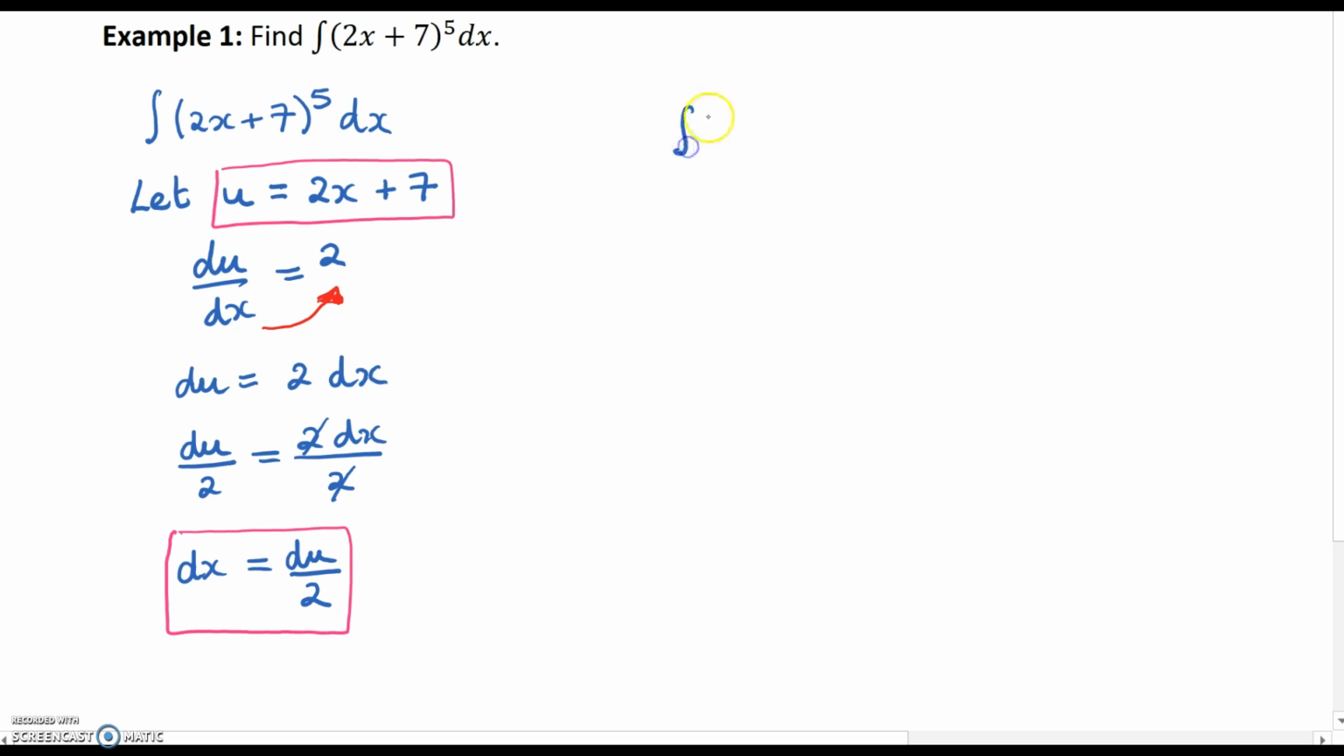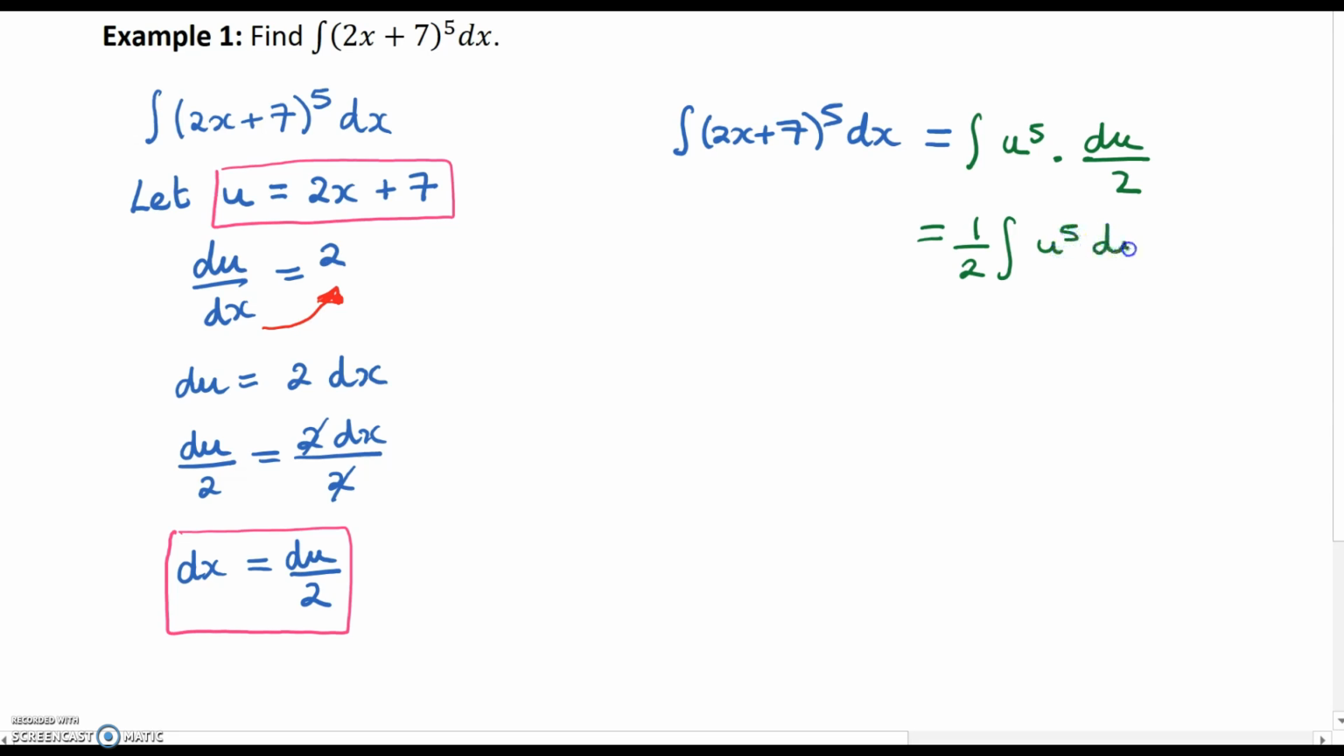We have the integral of 2x plus 7 to the power of 5 dx is equal to, and this is going to be our integral in terms of u. So 2x plus 7, that's u, so it's going to be u to the power of 5 by dx, which is du over 2. Okay, so what we'll do is we'll pull out this 2 that's on the bottom, so it's actually 1/2. We're going to pull that outside, so it's going to be 1/2 of the integral of u to the power of 5 du.